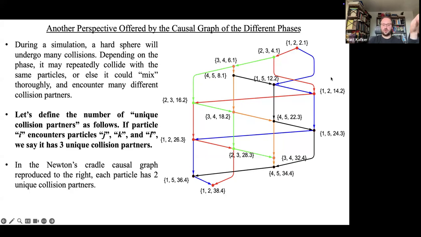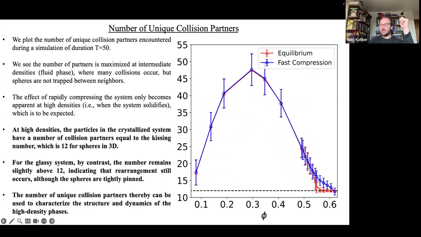This is the simple configuration where they're all arranged in a line, but it's reasonable to ask what happens if we look at the same kind of studies that we've been looking at, where we vary the density, keeping the energy the same. But now what we're going to do is look at the rapidly compressed system and compare it to the equilibrium system. Okay, so that's what's depicted on the right here. We run all these simulations for the same amount of time, 50 time units. The density increases from left to right, and we see that the equilibrium and the rapidly compressed glassy system behave basically the same until very high densities.